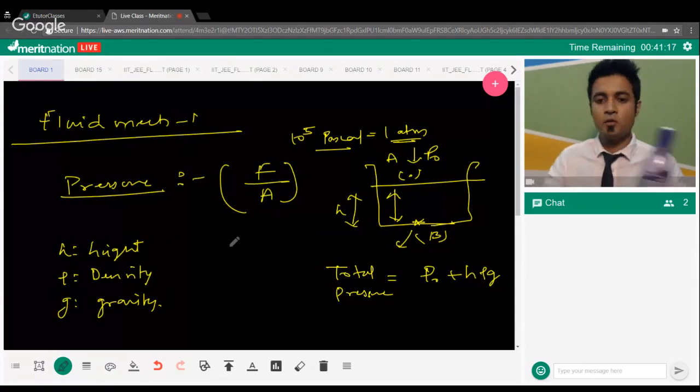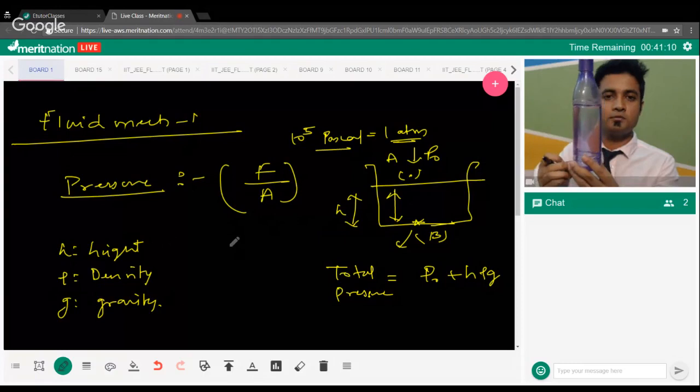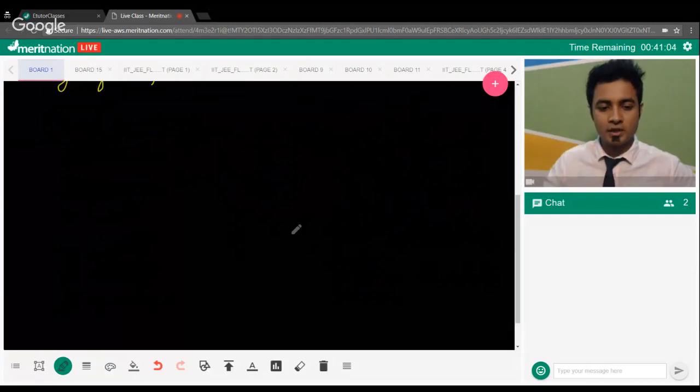Like I have a bottle in my hand, where you can see that the pressure would be different at the top surface and at the bottom. So this is what we have understood here. If I give you a question here, for good understanding of all of you, I'm going to ask you in a moment.